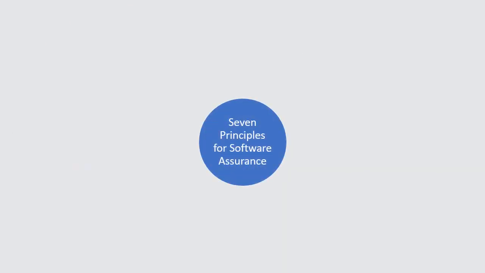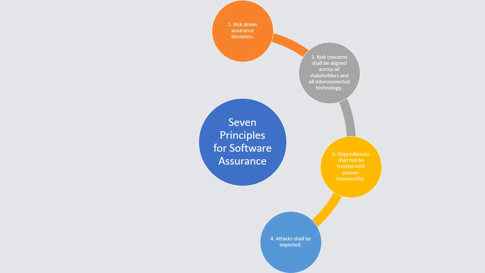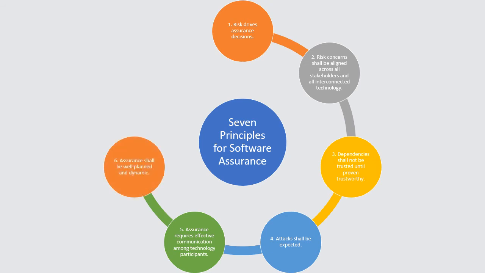7 principles for software assurance are: 1. Risk drives assurance decisions. 2. Risk concerns shall be aligned across all stakeholders and all interconnected technology. 3. Dependencies shall not be trusted until proven trustworthy. 4. Attacks shall be expected. 5. Assurance requires effective communication among technology participants. 6. Assurance shall be well planned and dynamic. 7. A means to measure and audit overall assurance shall be built in.